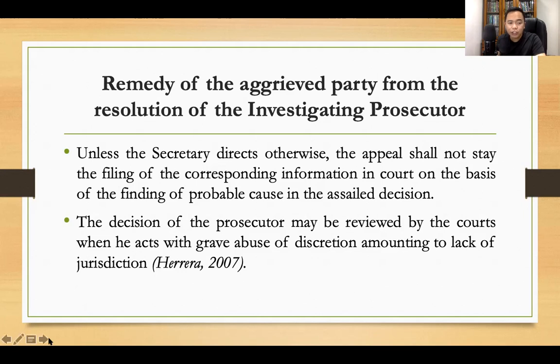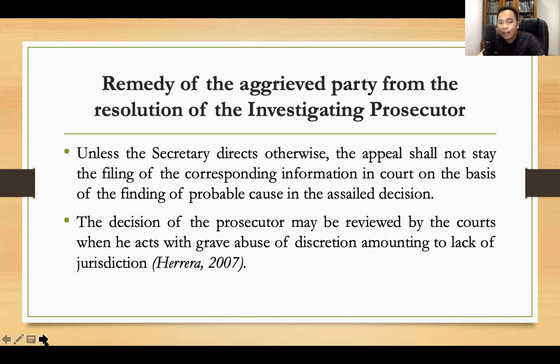So that is the procedure. The investigating prosecutor will issue a resolution, and then he shall forward the resolution together with the records of the case to the higher authority, the provincial prosecutor or the city prosecutor. The city prosecutor has the power to reverse the findings of the investigating prosecutor, and he can direct the investigating prosecutor to file the information in case there is a resolution of denial.